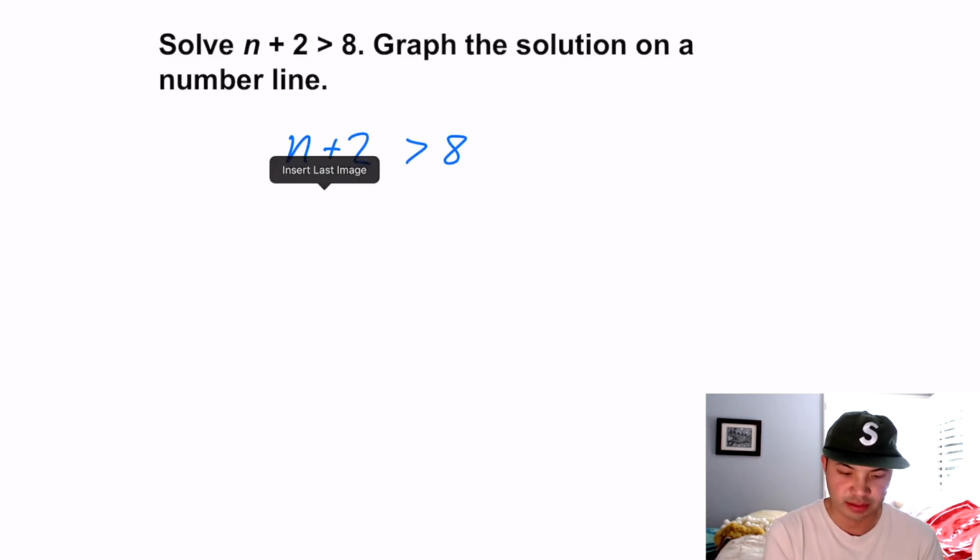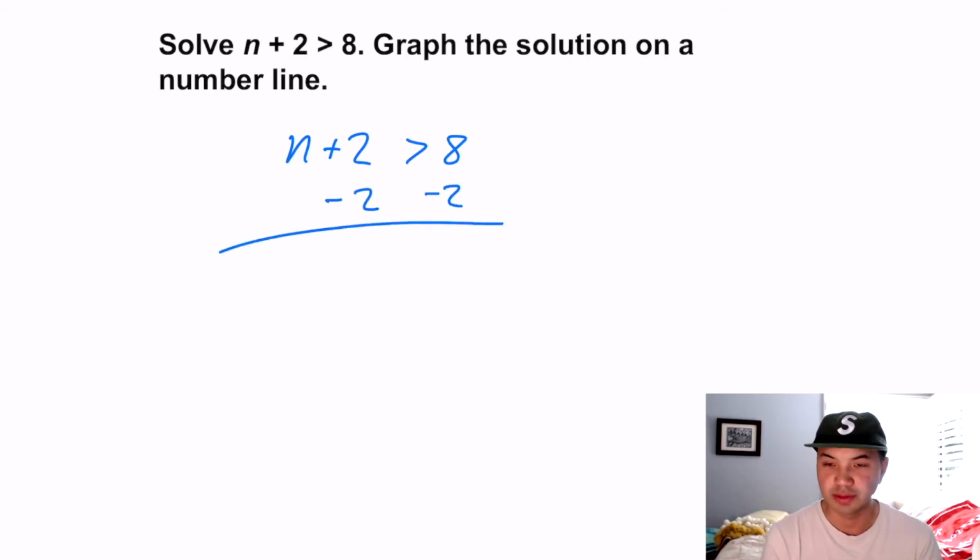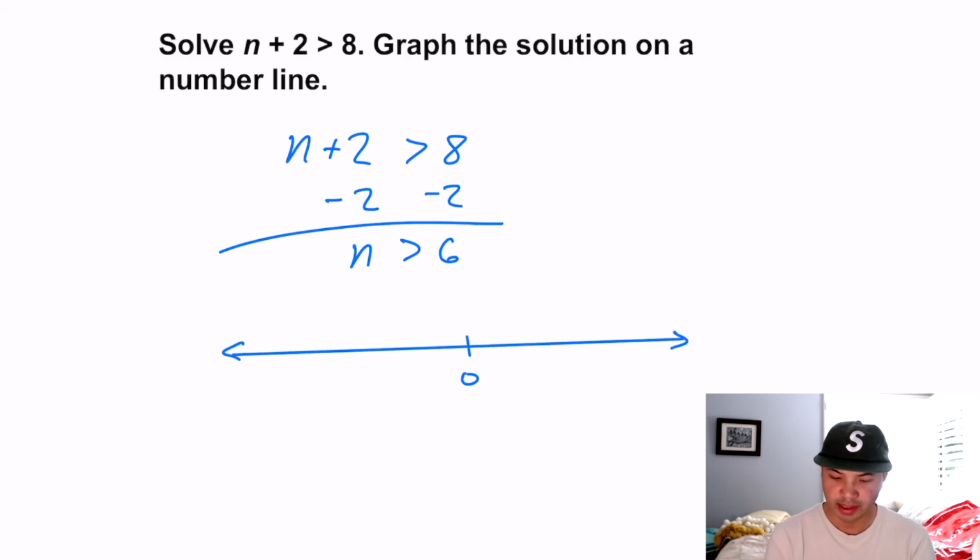So I'm going to subtract 2 from both sides to undo that. And then I get n is greater than 6. And if I'm going to graph it, all I really need is the number that I'm graphing is 6 and put it on the right side of 0. And now I can graph this. It's greater than, and it's an open circle because greater than means it cannot be 6. It can be anything larger than 6, but it can't be 6 itself. Okay. All right, so that's the graph, and n is greater than 6.